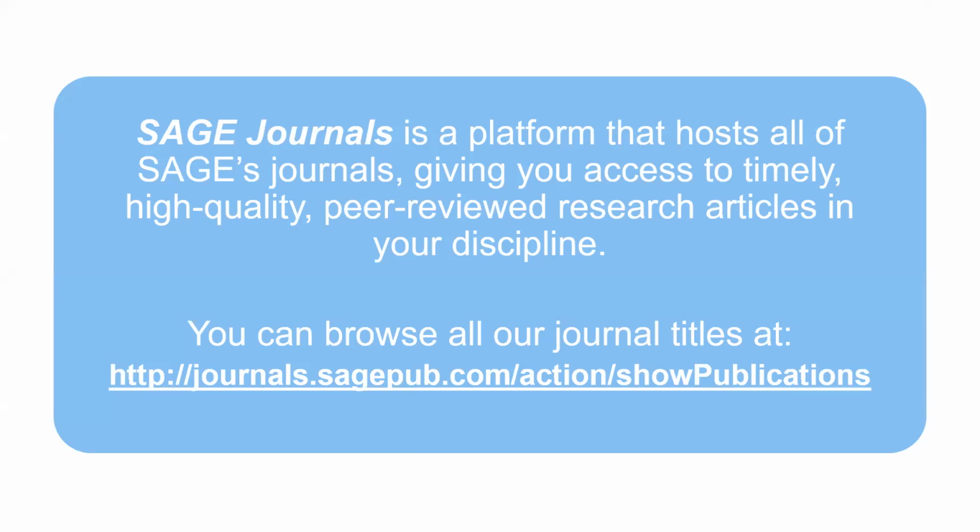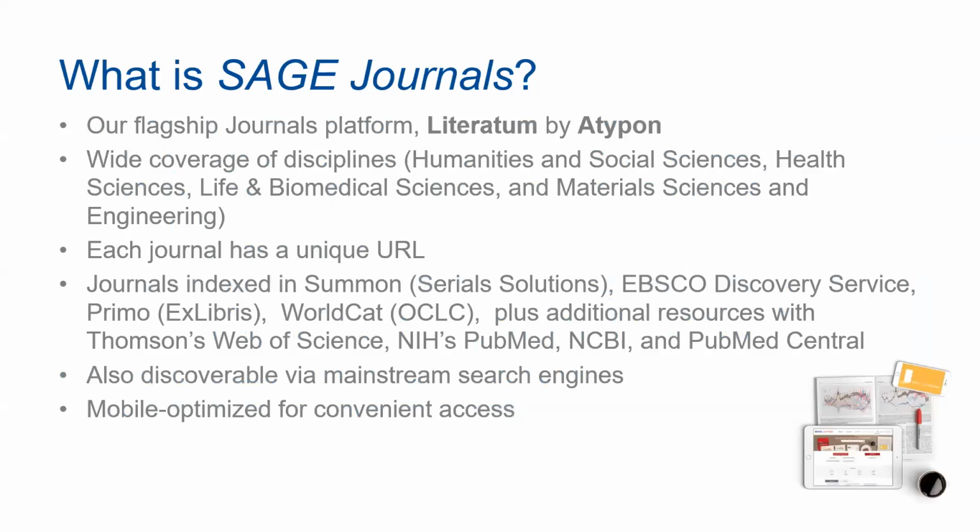However, there is a link at the bottom of this blue box which will take you through to our A to Z list of journals. So if you know the journal title, the alphabetical title, you can look at it in that list there and see if there's anything that might interest you. So what is Sage Journals in more detail?